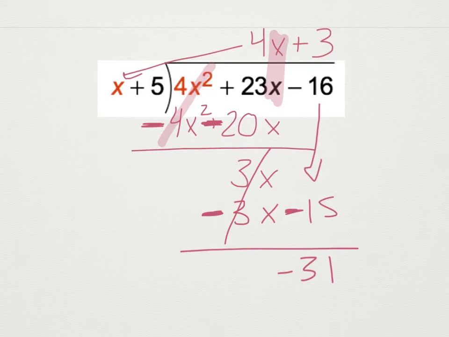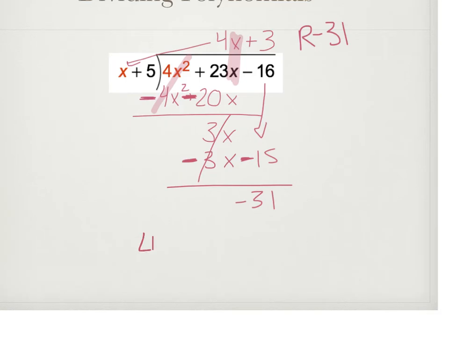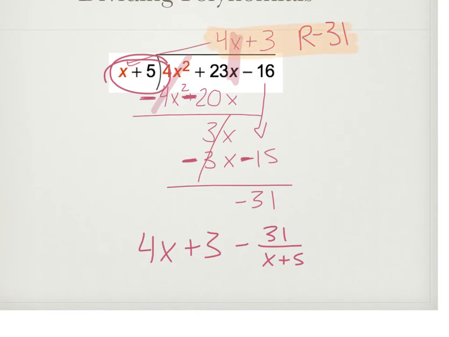So we need to see what times x gives us negative 31. We can't divide this 31 by x plus 5 because nothing times x will give us 31. So our remainder is negative 31. So this is as far as we can divide. And there's two ways we can write the remainder. We can say remainder negative 31. Or we could write the answer as 4x plus 3 minus 31 over x plus 5. And I get that x plus 5 from right here, from the beginning. So two ways we can write it, like this one or this one.